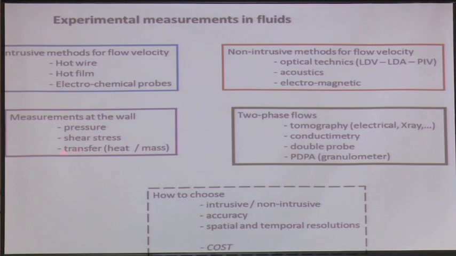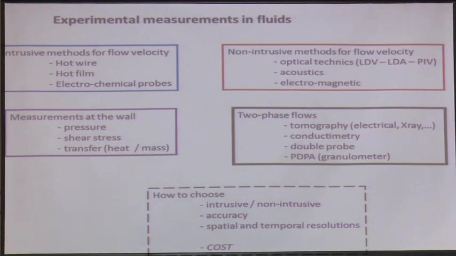You also have measurement techniques that are able to give you the flux of heat, because actually the shear stress is the flux of momentum. So it's a shear stress, you are going to measure a gradient of velocity, which is a flux of momentum. If you want to measure the flux of heat or the flux of mass, then there are also specific techniques for that. And then I'm going to talk briefly also of experimental methods for two-phase flows.